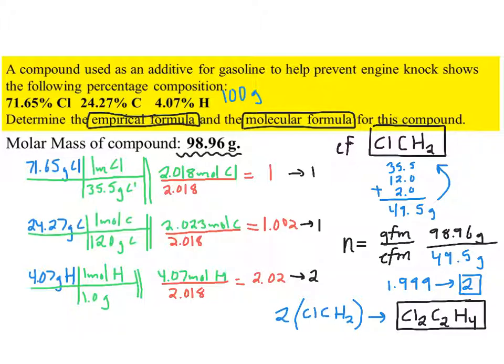So, if you can do the empirical formula, remember your poem, and then you can include it into a molecular formula problem, then you're doing really well. So this is kind of it all together in one single problem.